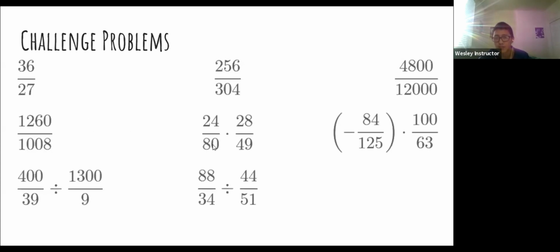24 over 80 times 28 over 49. You guys can break this down into its simplest form fractions first. So simplifying 24 over 80 first, that will give you 3/10. And then simplifying 28 over 49, that will give you 4 over 7. Multiply those, and you guys should get 12 over 70. And that simplifies to 6 over 35.